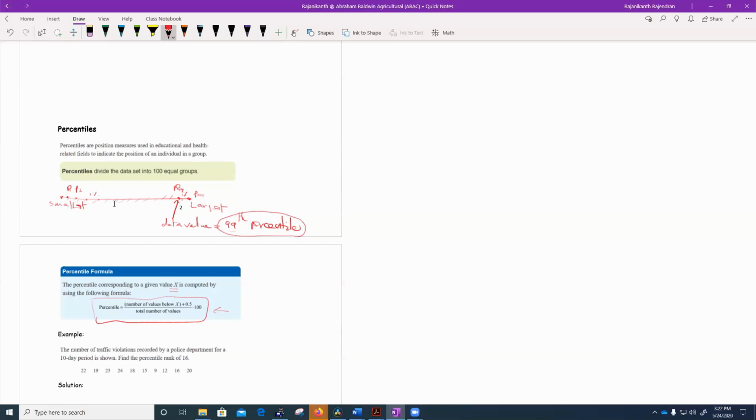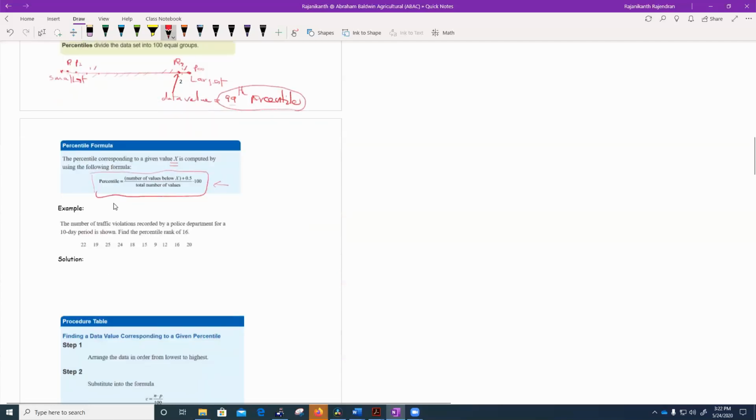Okay, so let's look at this example. The number of traffic violations recorded by a police department for a 10-day period is shown. So you are given 10-day record values, 1, 2, 3, 4, 5, 6, 7, 8, 9, 10. Find the percentile rank of 16. So the percentile rank is nothing but the percentage they are asking. Which percentile will indicate the data value of 16?